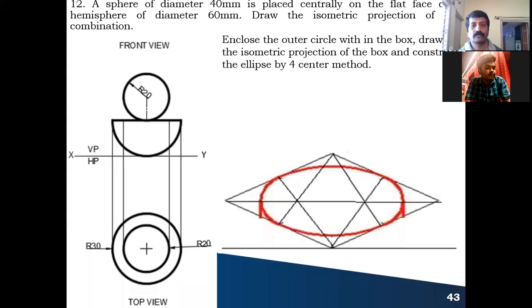So the first example which I have taken today, it is a sphere of diameter 40 millimeter centrally placed on the flat face of a hemisphere of diameter 60 millimeter. Draw the isometric projection of the combination. So you're all familiar with this.